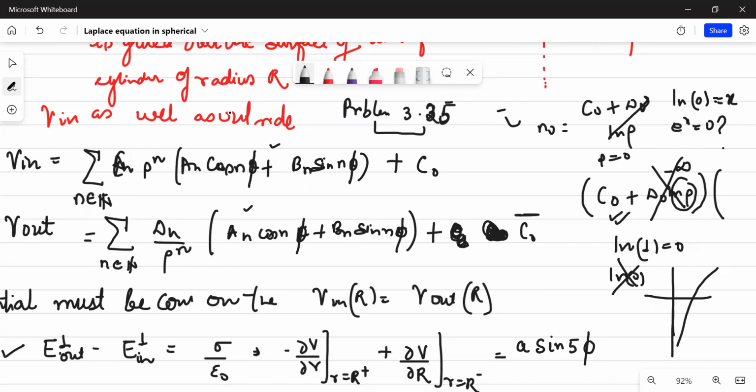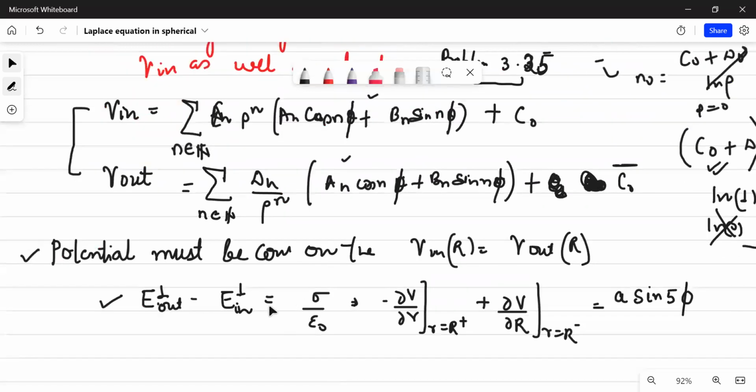Okay, so this is what I'll be doing. This is my suggestion. Try to do these two things. I have done enough of these things. You just try to do this. If you are not able to do it, I'll do it.